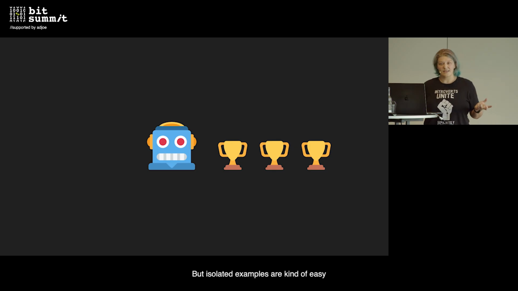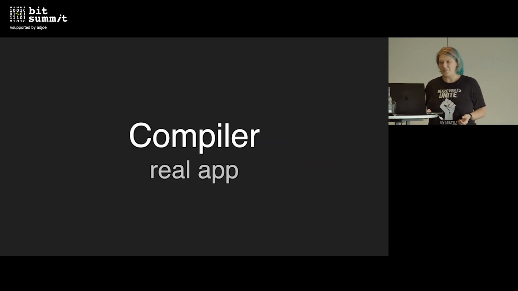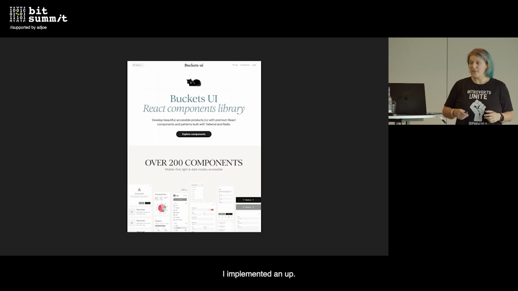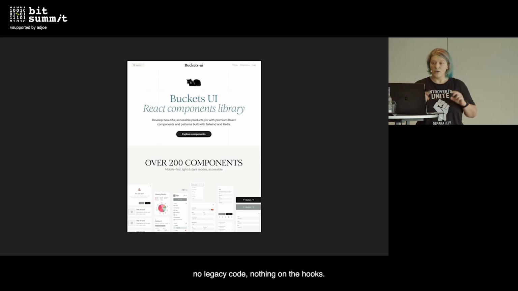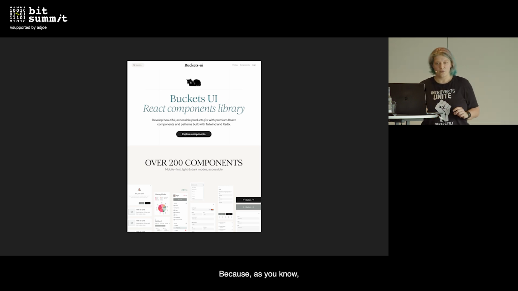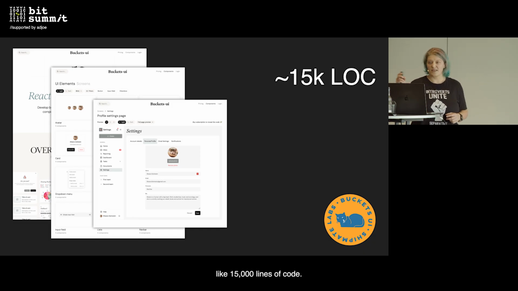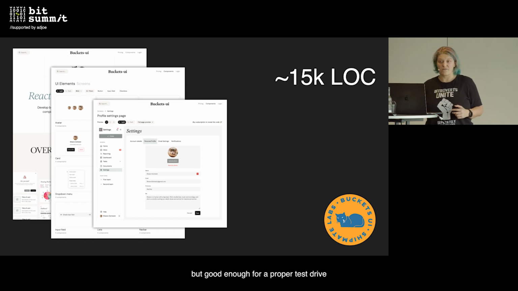But isolated examples are kind of easy. Time for a test drive on the real road. The real road looks like this. I implemented an app. It's completely new, fully TypeScriptified, no legacy code, nothing. Only hooks, everything is best practice. More or less, because as you know, I'm a little bit lazy. So the app has a few pages, and in total, it was something like 15,000 lines of code. So not the largest app ever, but good enough for a proper test drive.